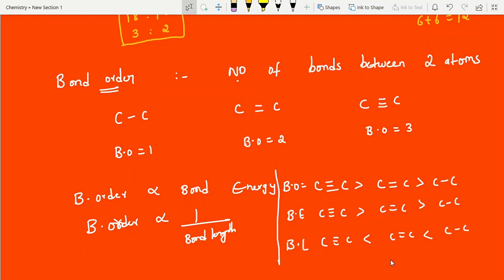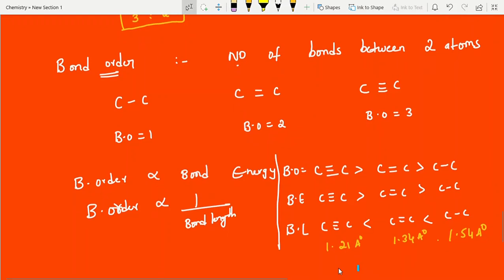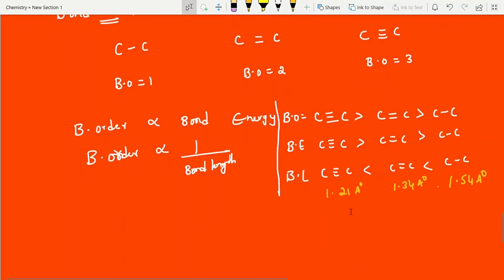And they are asking for the values also, students. Let me give the values. C single bond C is 1.54 angstroms. C double bond C is 1.34 angstroms. C triple bond C is 1.21 angstroms. That's all. See, as bonds increase, bond length decreases, right?